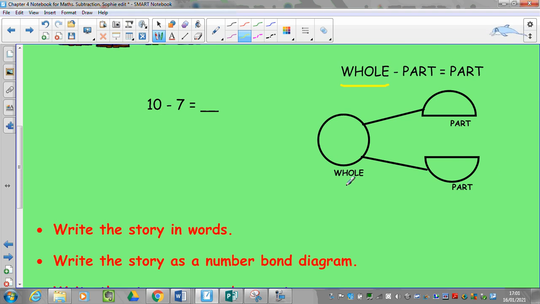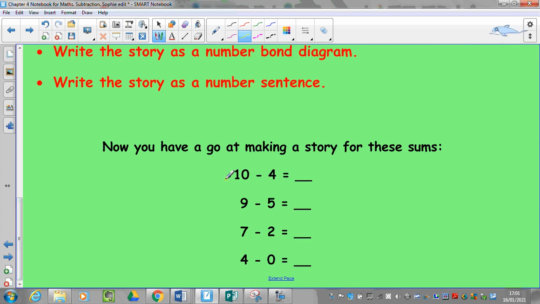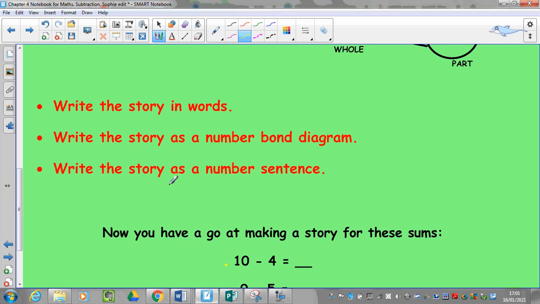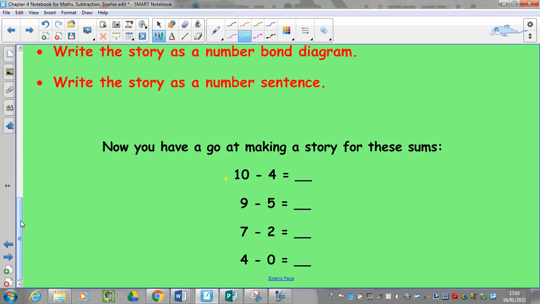Well done. I want you to write it out in your number bond diagram, and then using your number bond diagram you can finally write your number sentence. So these are the things you need to do. For these sums down here, I want you to write the story in words, write the story as a number bond diagram, and write the story as a number sentence, okay? Once you have done that, please send it over to me on assignments. I can't wait to see them.